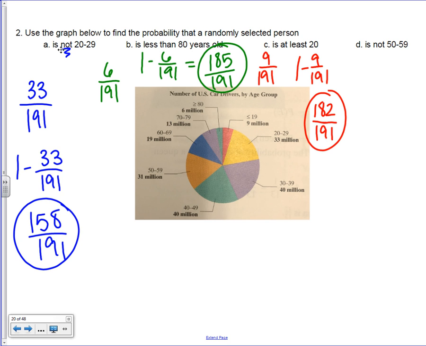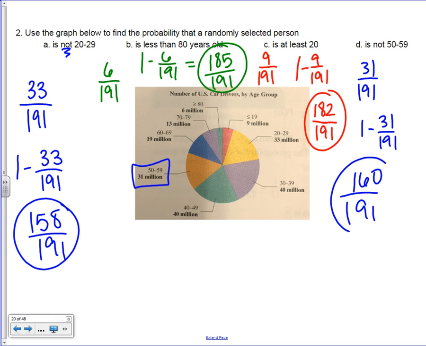Final problem on this pie chart is going to be is not 50 to 59. So if I find my probability that is 50 to 59, I can subtract it from 1, and I get a probability final answer that looks like this. Now remember, folks, I also can ask you to do the percentage form of this. Okay, so you just divide that and then multiply by 100.